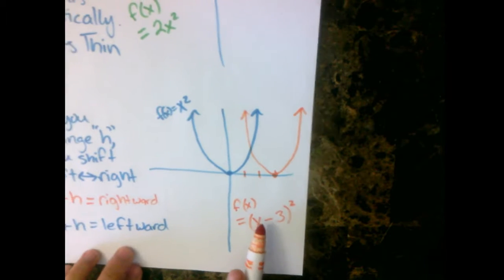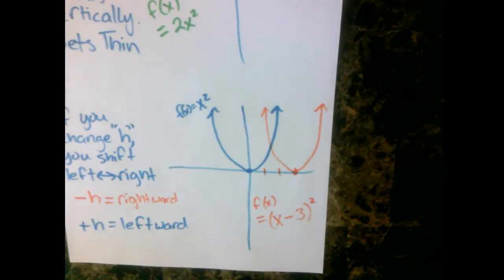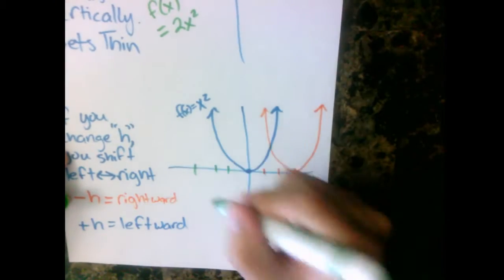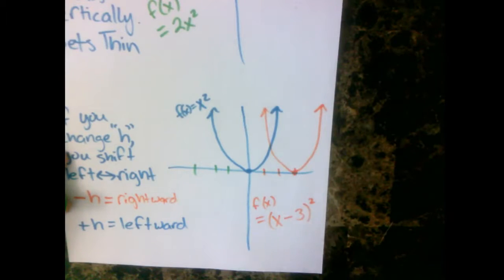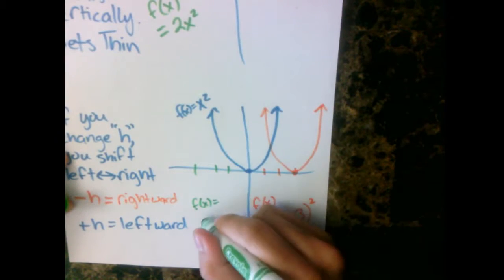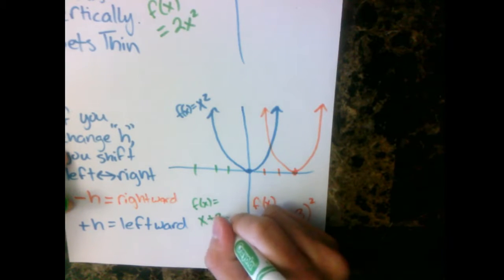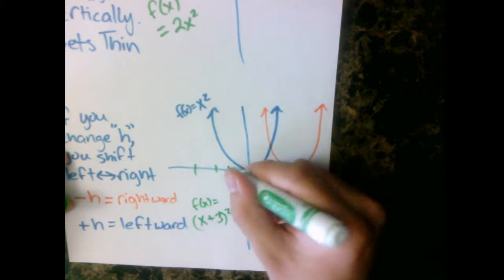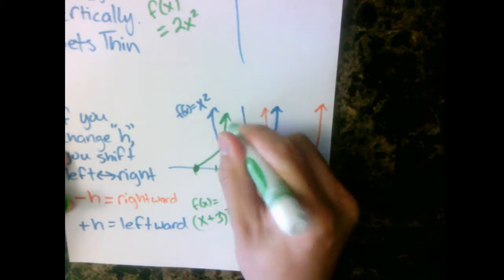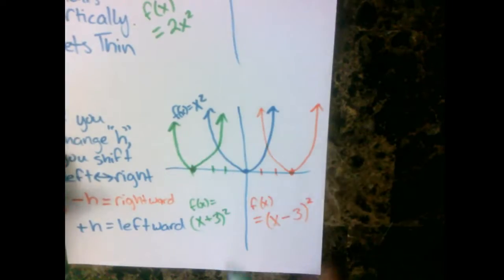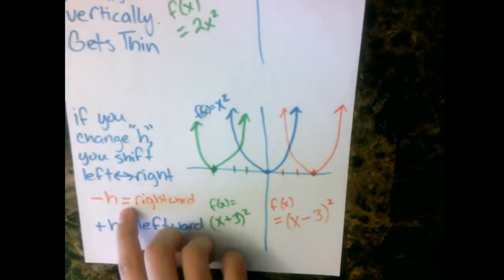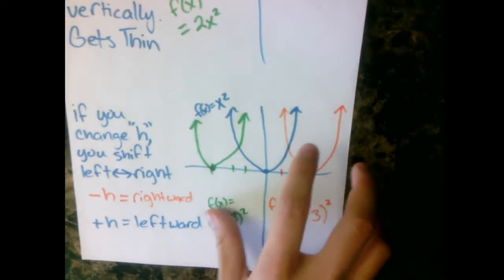If this were a positive 3, then we would have put another graph. In fact, we can actually kind of do that. 1, 2, 3. That was really not to scale, but this would be f of x is equal to x plus 3 squared. And so again, that would go 3 spots over, not to scale, and be the same exact graph upwards. Okay? So that's how to shift left and right. Negative h's are right, positive h's are left. Cool. Let's go ahead and move on.